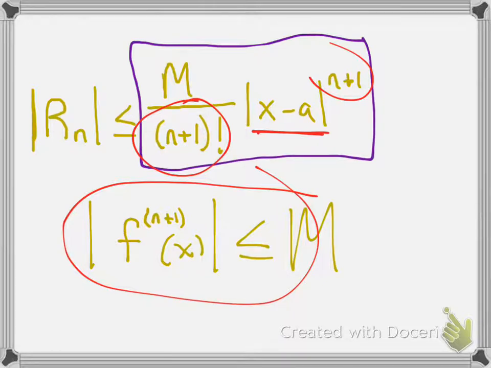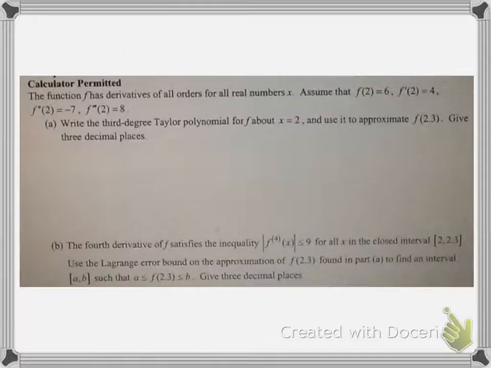Found an example on the internet which has us build a Taylor polynomial, as it says here. You can use your calculator. The function f has derivatives of all orders for all real numbers x. Assume that f of 2 equals 6, f prime of 2 is 4, f double prime of 2 is negative 7, and f triple prime of 2 is 8. Write a third degree Taylor polynomial for f about x equals 2 and use it to approximate f of 2.3, give 3 decimal places. That's part A, and we'll do that in a minute.